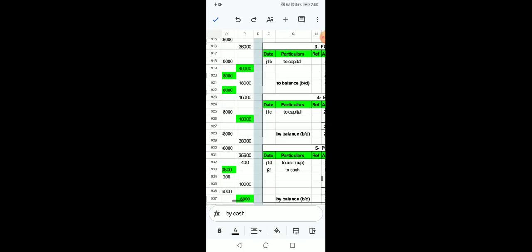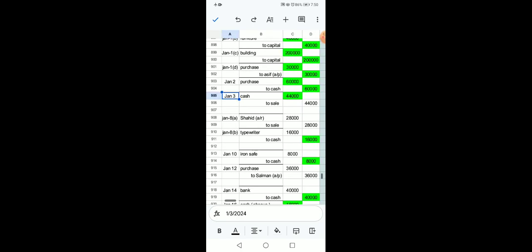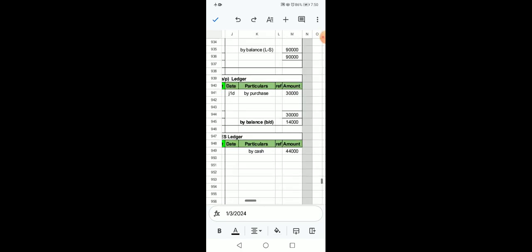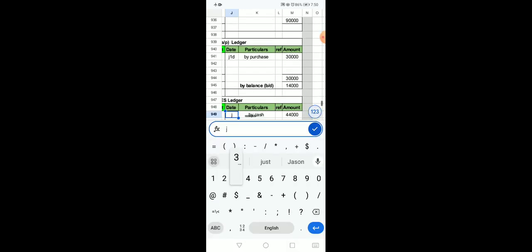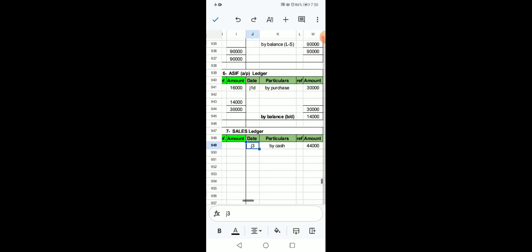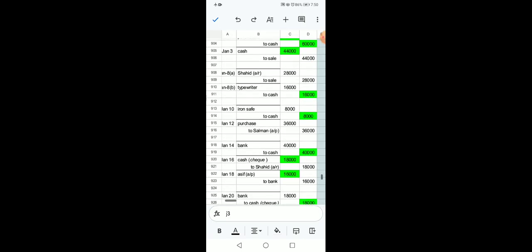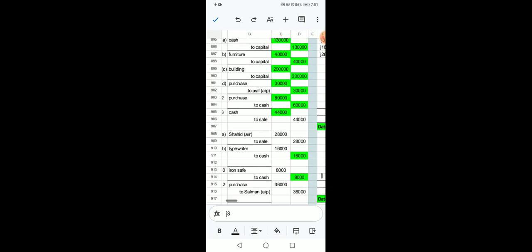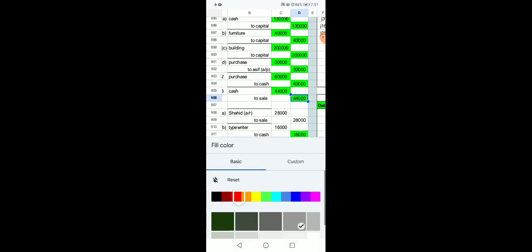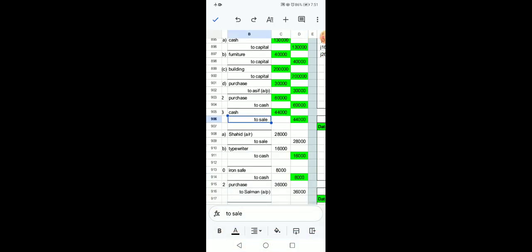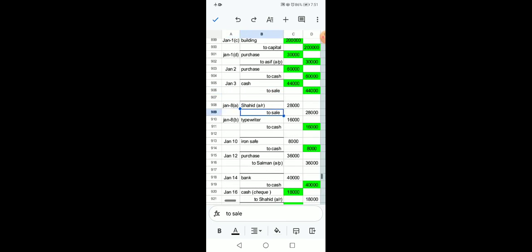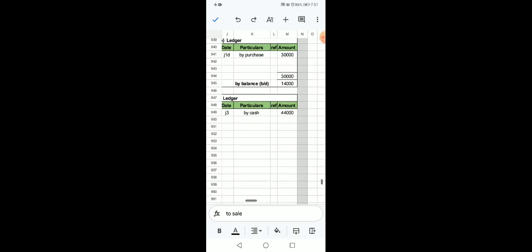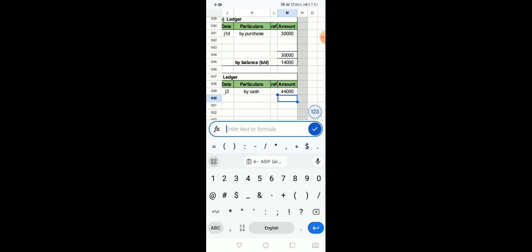Now see what was the date for 44,000. It was January 3rd. So we will put the date January 3rd in the date column, and hence 44,000 is posted, and posting is completed. Mark it as done. So we will see if sale is present anywhere else. Yes, in the very next entry we have sales which is credited by 28,000. So go to the sale ledger. 28,000 would be written on the credit side.